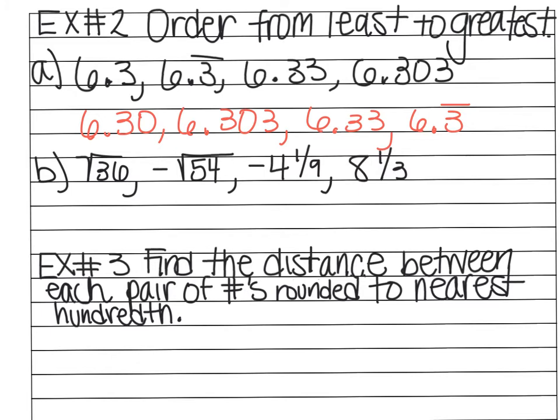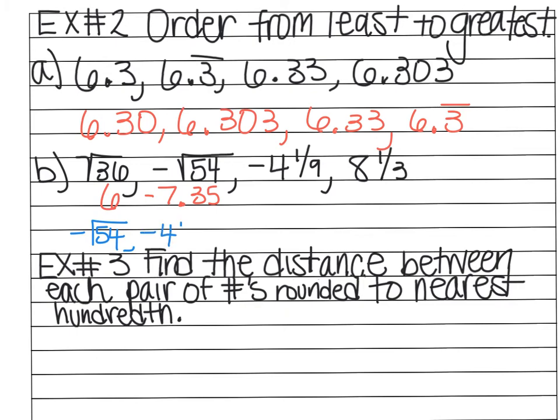When I look at B, I'm again writing from least to greatest. I first want to find out what the square root of 36 is, so I'm going to write a 6. And the square root of 54 is approximately negative 7.35, so make sure you know that that was a negative sign. So we know that the negatives are always going to come first, so you want to pick the bigger negative. So we're looking at negative 7.35 and negative 4 and a ninth. So I know that negative 7.35, which is my negative square root of 54, is the bigger negative.